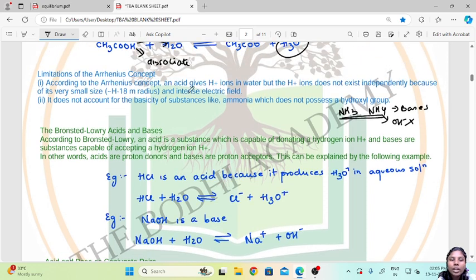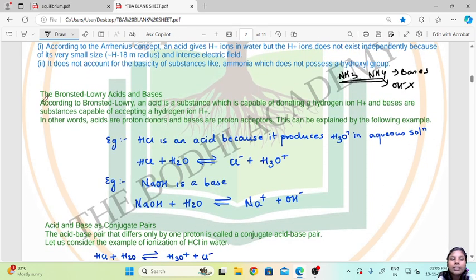Now to overcome these two limitations, another scientist came into the picture, who came up with the Bronsted-Lowry acid and bases concept.